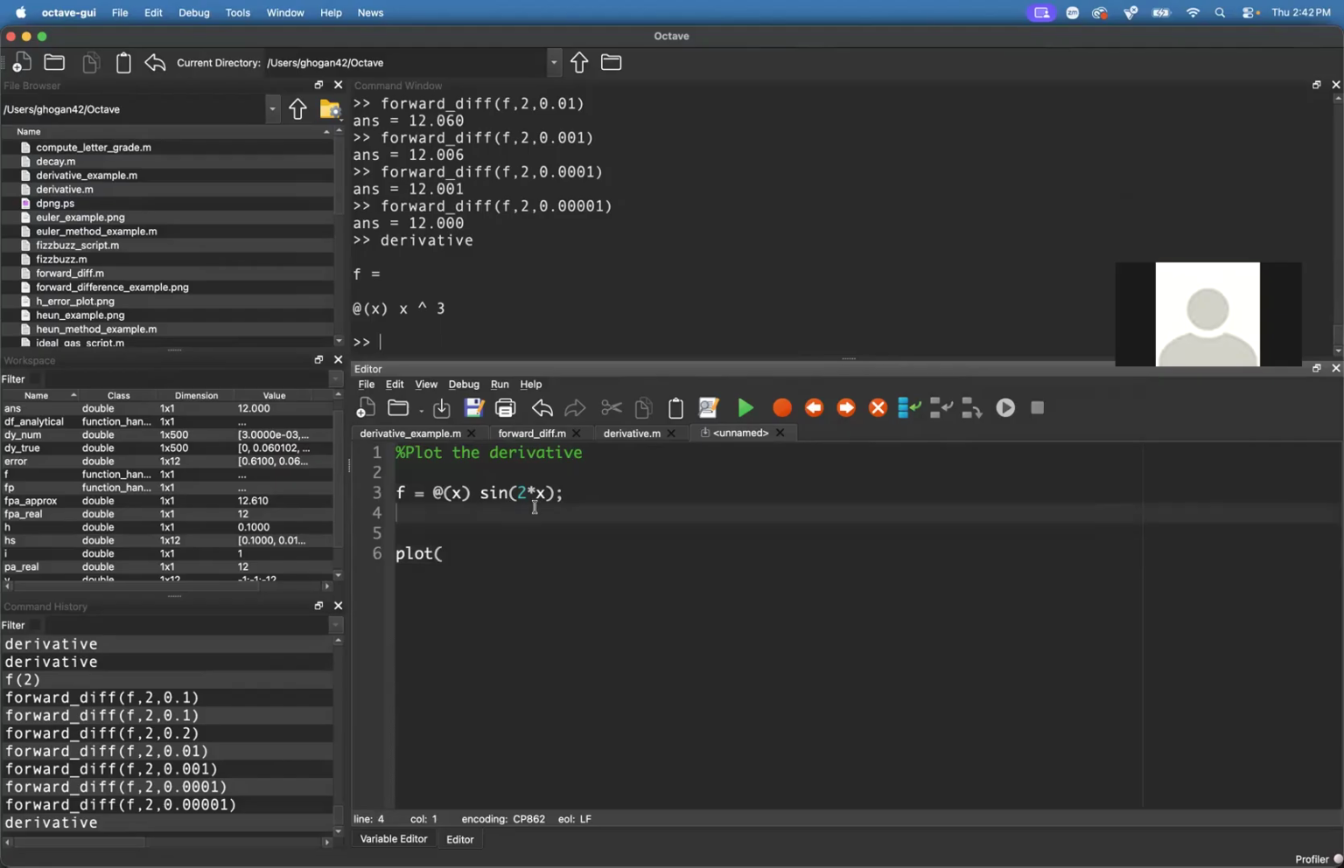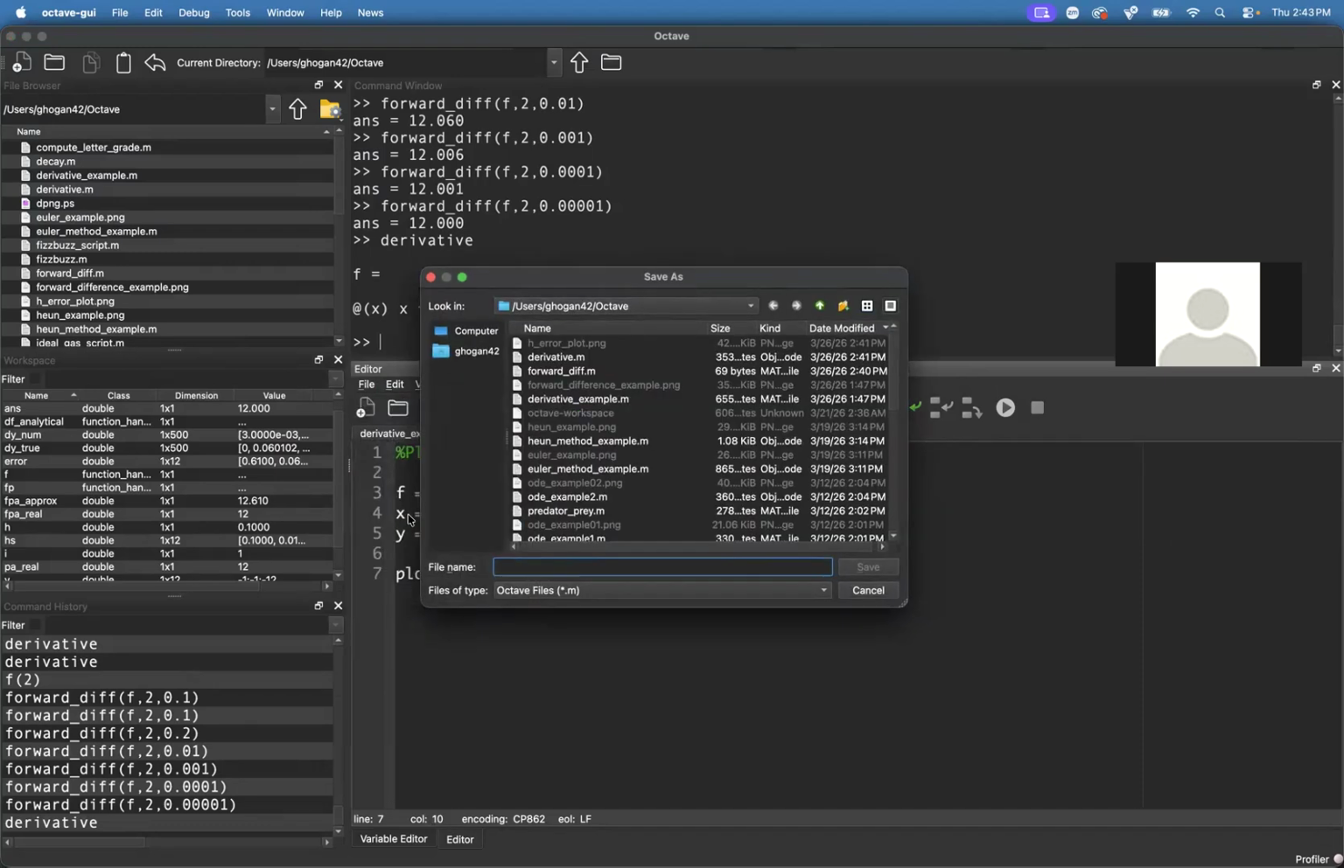Oh, we need x values and stuff. So x is going to be, let's say, 0 colon 2 times pi, actually 0.01 colon 2 times pi. Okay, that's fine. Then our y values will be f of x. And then if I plot x comma y, we should get a nice plot. So let's run derivative plot dot m.